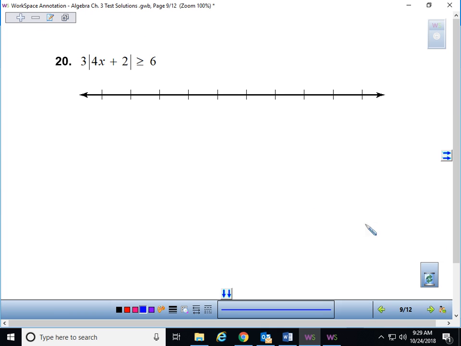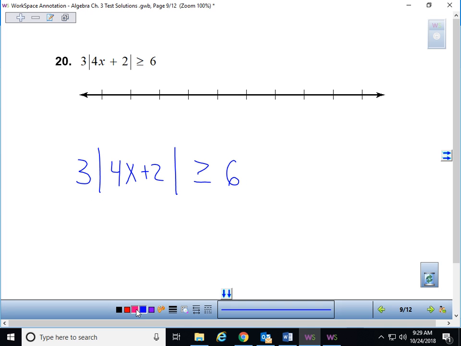Let's move on. Number 20. This is an absolute value inequality. This is the only absolute value inequality. I'm going to rewrite it down here, so I've got some space. 3 times the absolute value of 4x plus 2 greater than or equal to 6.